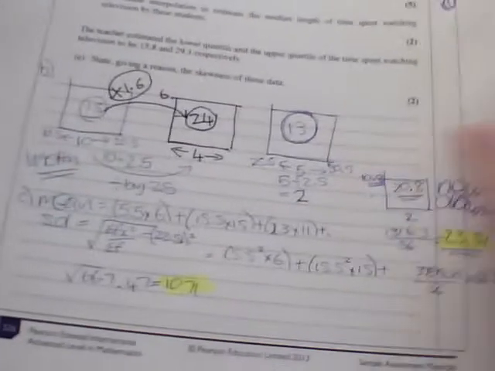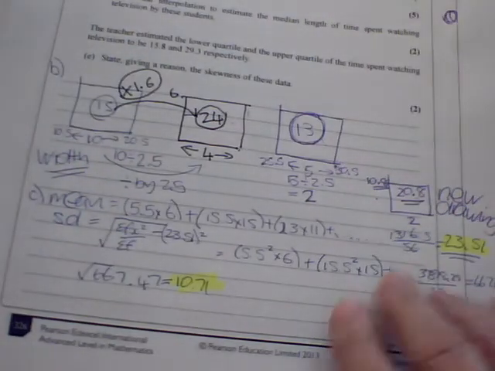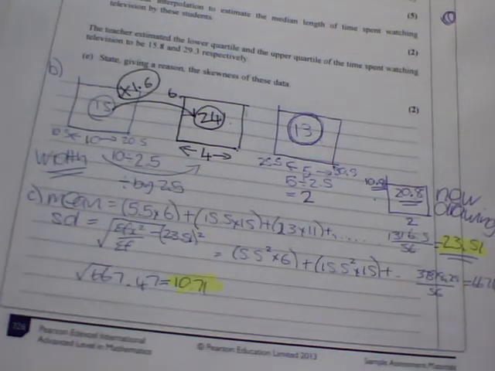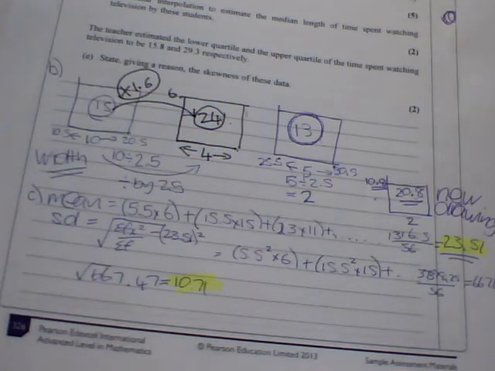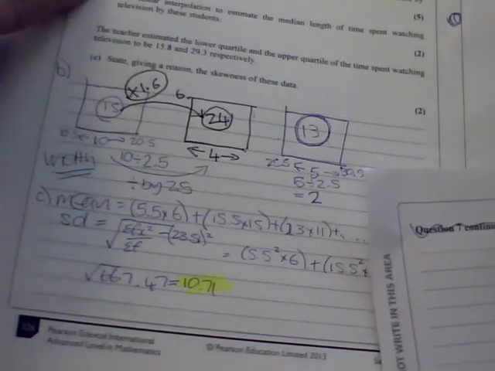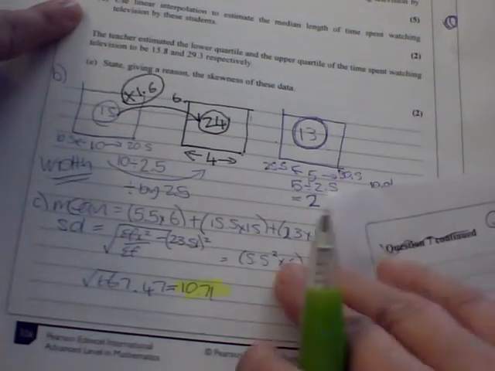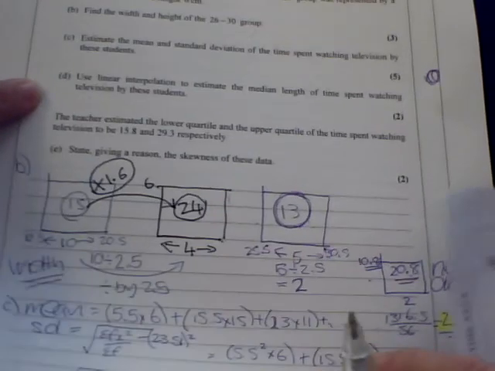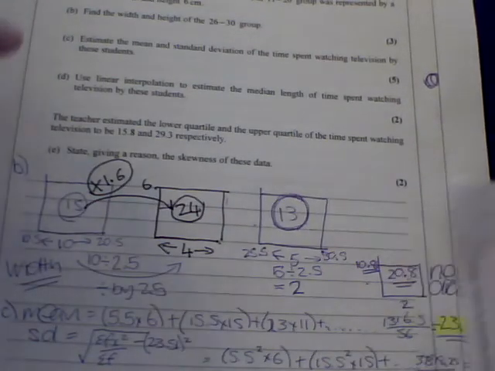I'm going to have to go onto a scrap piece of paper because I've run out of room here. So let me just grab a piece of paper. Here we go. It says question 7 at the top, but it isn't, it's question 5. Let's have a look at the question. So that was C. D: use linear interpolation. Right, I'll put this paper here as well.